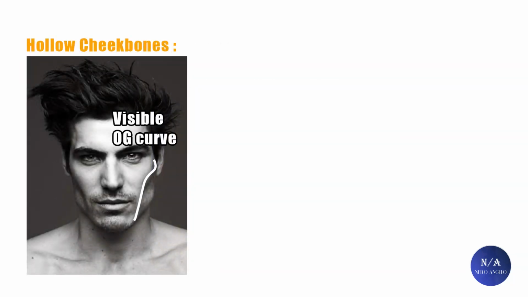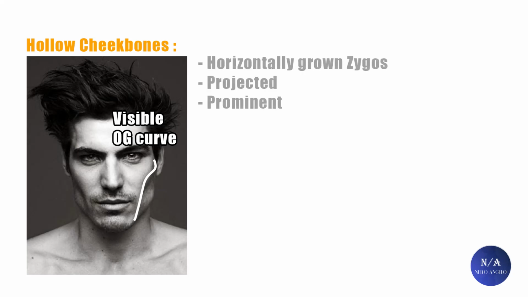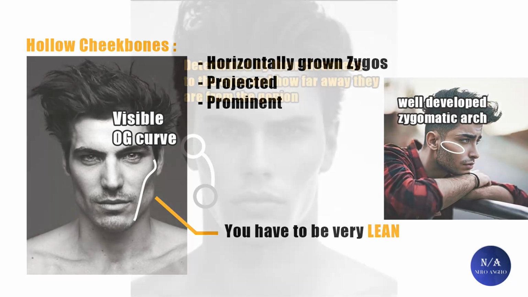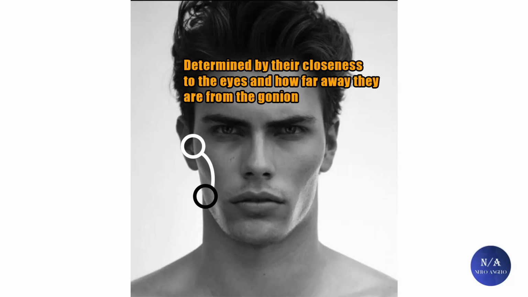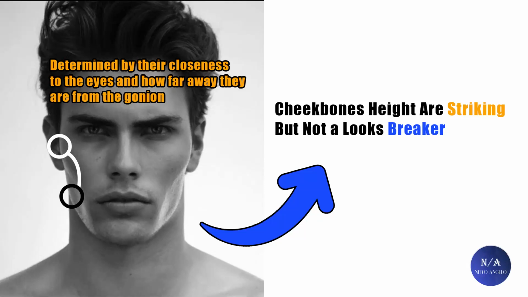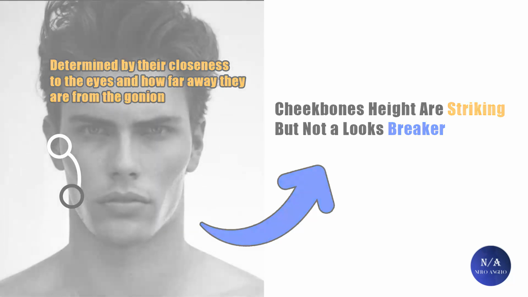Another thing that horizontally grown, projected, and prominent cheekbones allow for is that model hollow, sought-after look that all models have, with a visible OG curve. This, of course, is only perceived if you are very lean still. Another thing you can notice that models have is well-developed zygomatic arches. As for the cheekbone height, it is determined by their closeness to the eyes and how far away they are from the gonion. While having higher-set cheekbones is a striking feature, I do not consider it an overall attractiveness deal breaker.